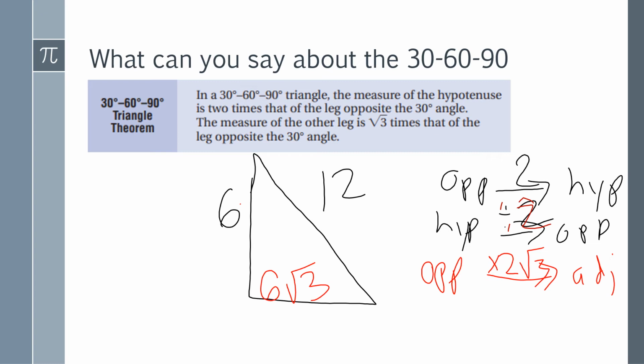So the opposite leg is going to start off with 6. And whatever the opposite leg is, it's going to remain the same in the adjacent, but times the square root of 3. And then the hypotenuse is just going to double. So opposite by itself, the adjacent is the opposite times the square root of 3, and then the hypotenuse doubles from the opposite. All right, y'all.